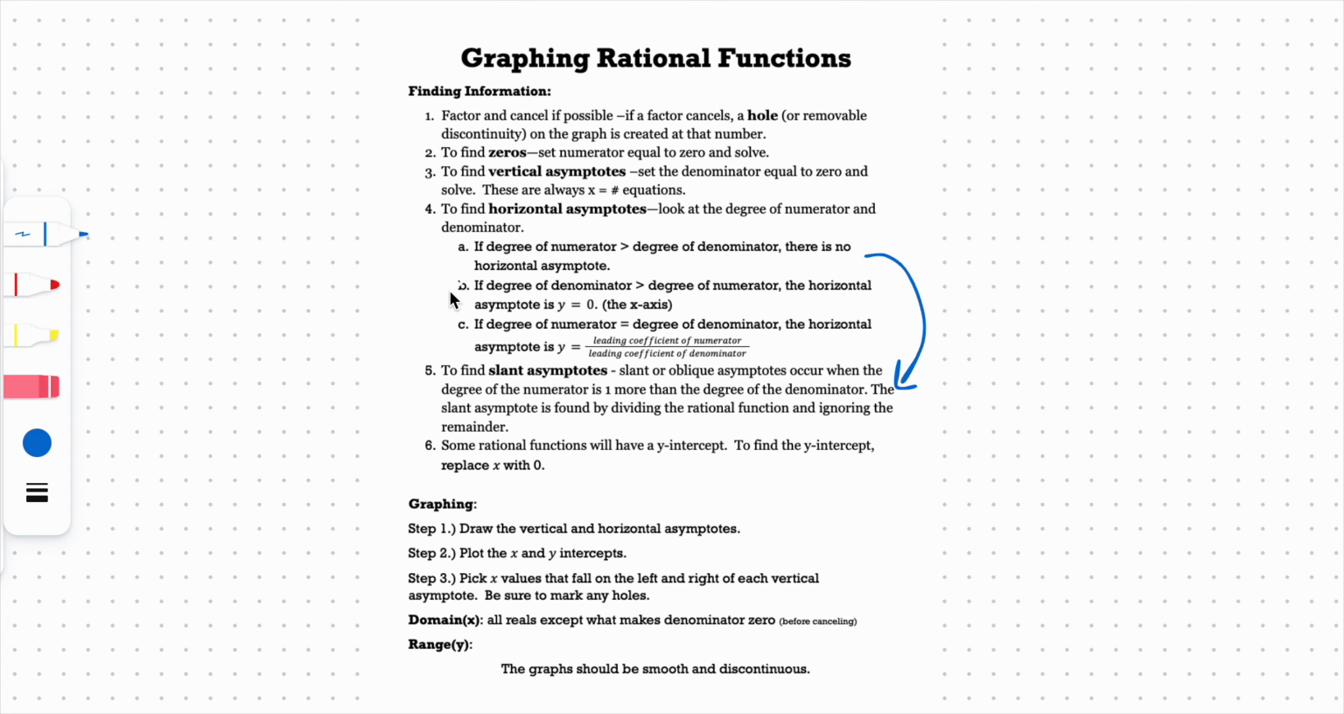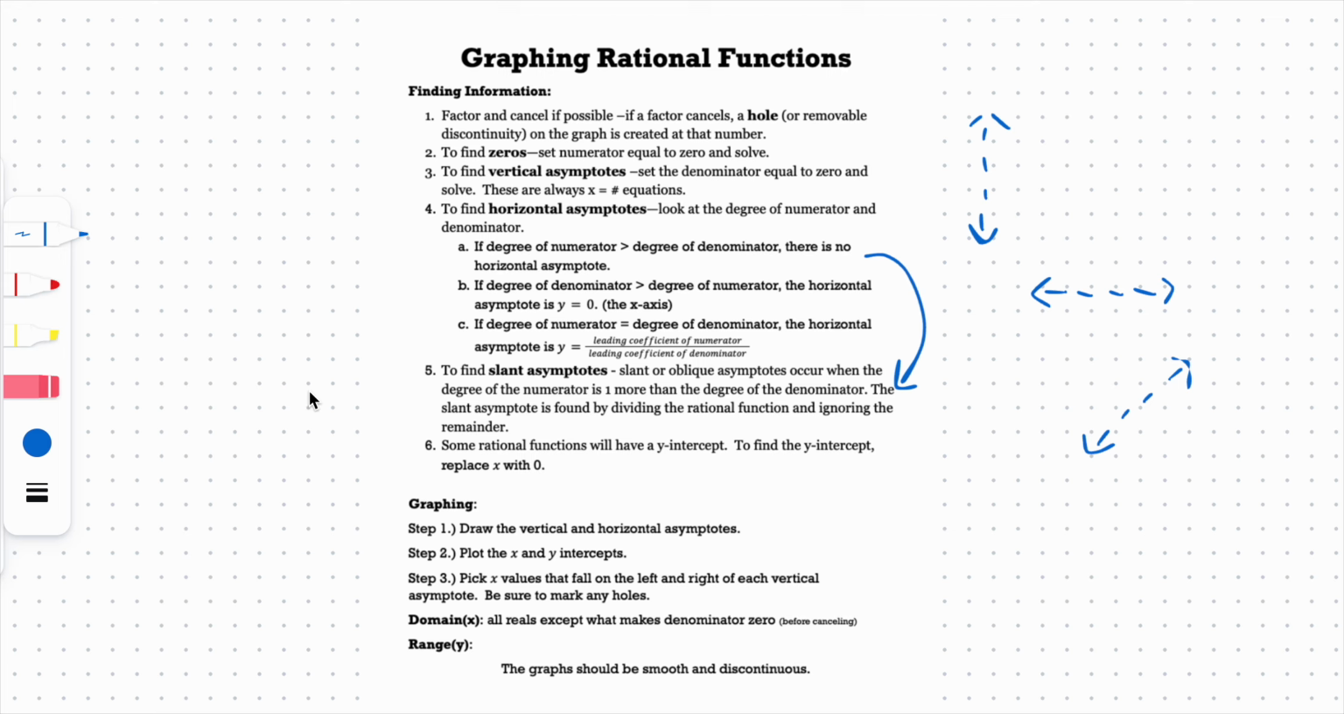Slant asymptotes, as opposed to vertical asymptotes, which run vertically like this, and horizontal ones, which go like this, go at an angle, as you'd expect. Our second case is if the degree of the denominator is greater than that of the numerator. In that case, the horizontal asymptote is just y equals 0, which is just the x-axis.